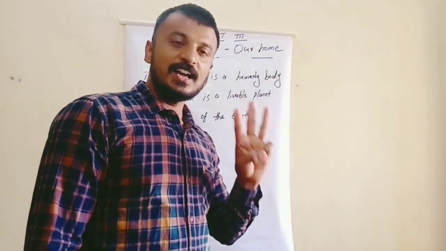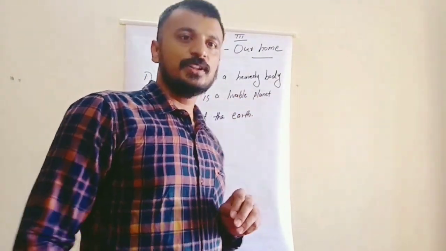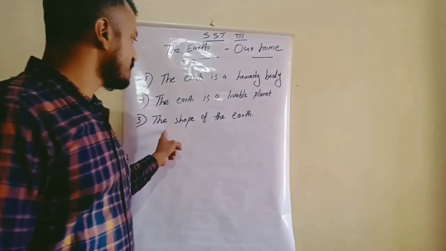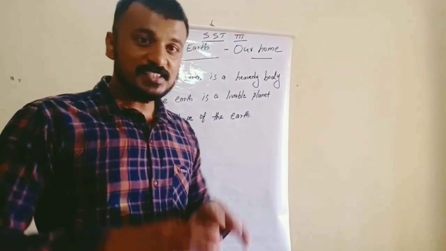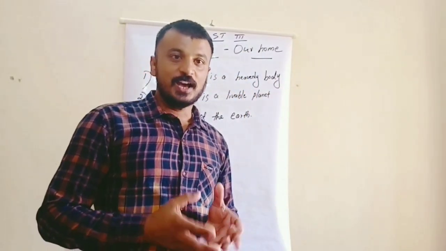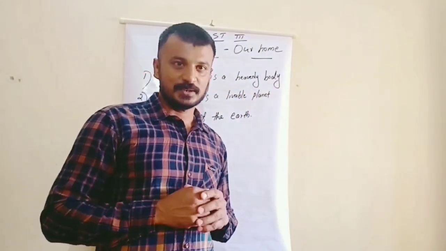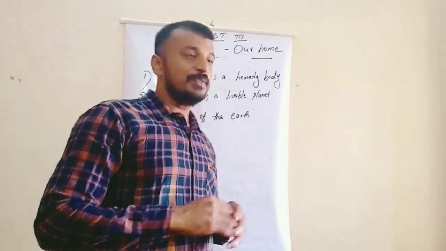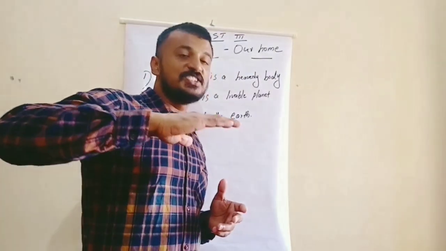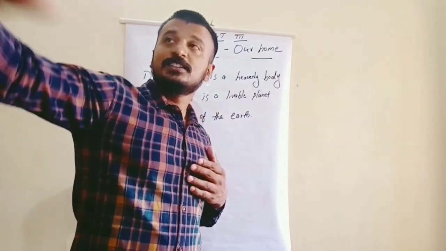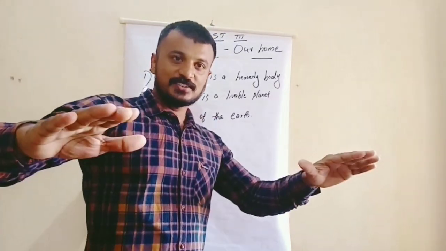And the third and the last thing I told about the earth is the shape of the earth. And what is the shape of the earth? It is round in shape, and we call this shape a sphere. But when we stand in an open field or on the seashore, we feel that the earth is flat.